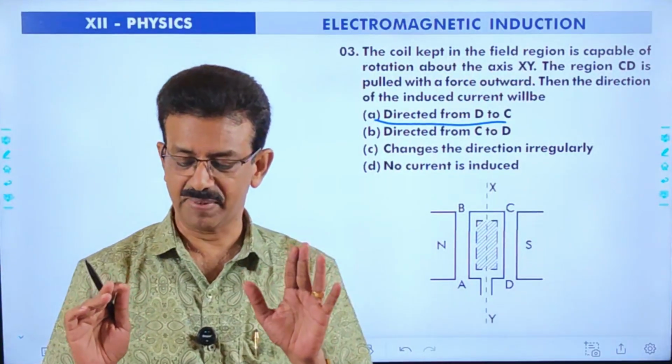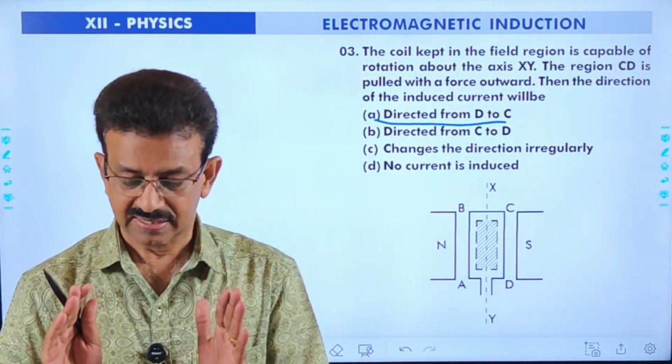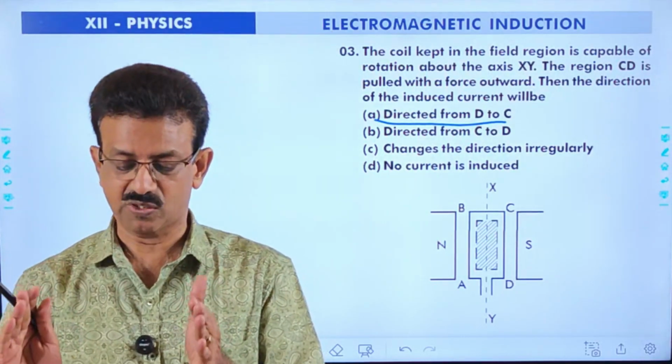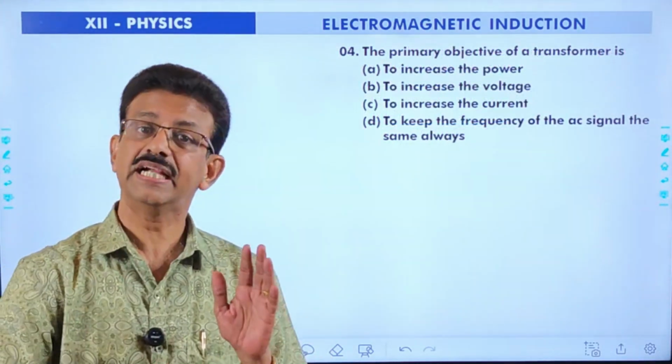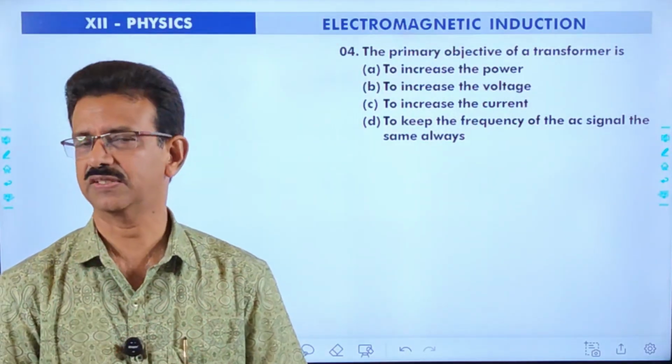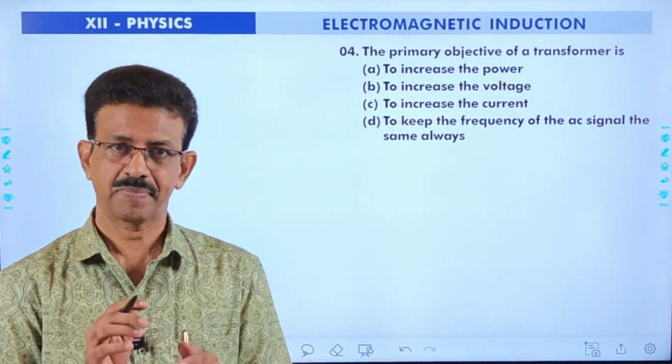By applying Fleming's right-hand rule, the answer is obtained as directed from D to C. That's A choice is the correct answer. Next question is about a transformer. First, I will give the structural details.